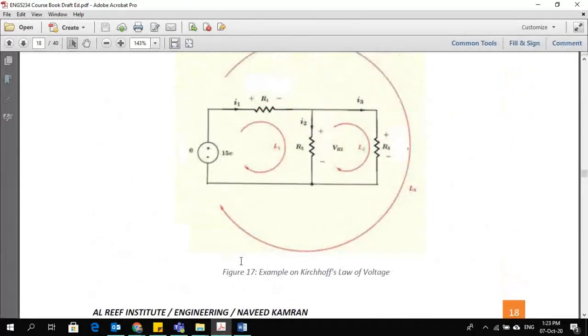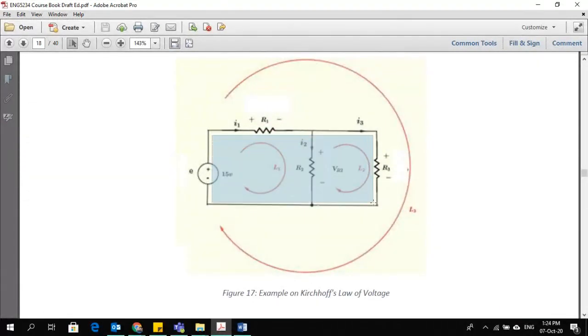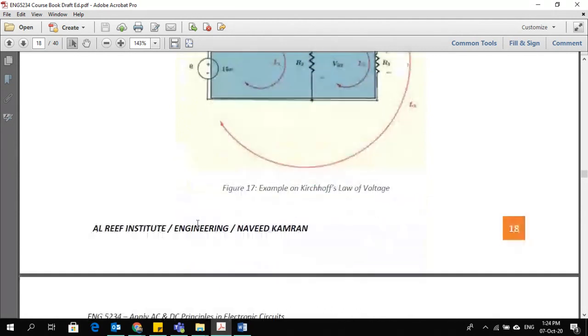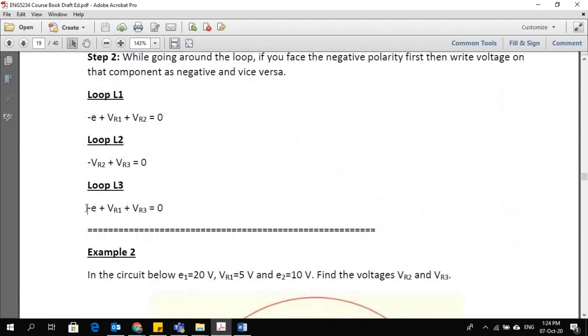Now talking about the last loop. The last loop is the outer loop, the bigger loop, following the same rules. Going clockwise, I see the voltage source first with the negative sign first, so I will call it minus E, then positive VR1, then positive VR3, and that's it. I reached back to the same voltage source. So the same equation is written here: minus E plus VR1 plus VR3 equals 0. That's how you develop Kirchhoff's voltage equations.